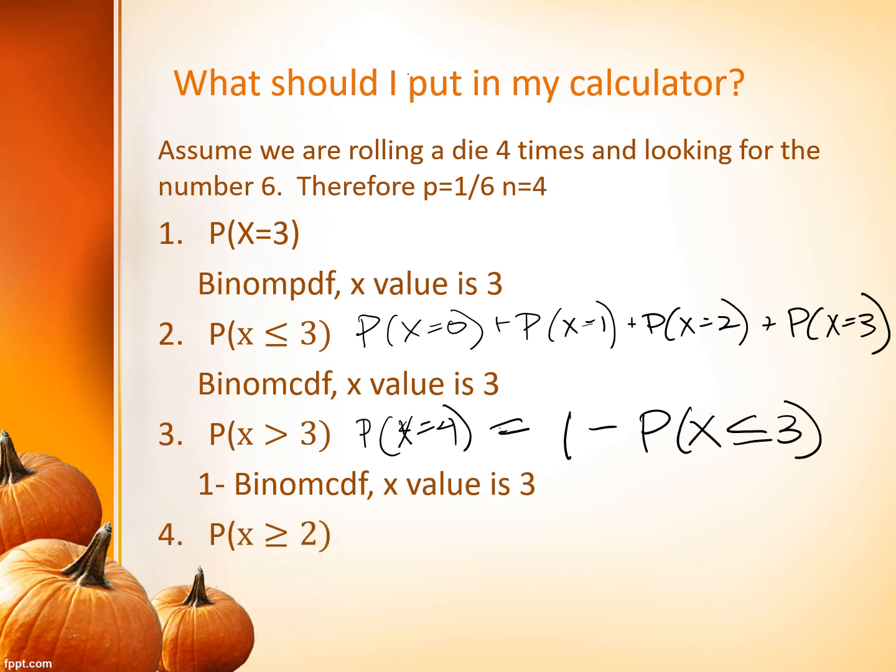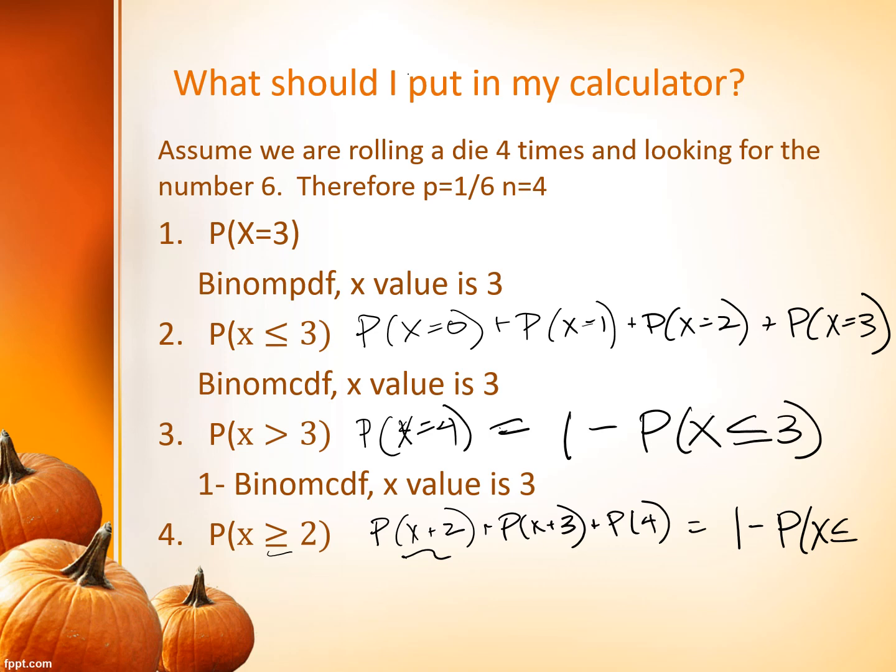Let's get even trickier. What's the probability that X is greater than or equal to 2? Okay, so in this case, I'm looking for the probability greater than or equal to 2. I'm looking for 2 plus 3 plus 4. If I think about that, that's the same as saying 1 minus the probability of X is less than or equal to what? Well, 2 is already included here, 2, 3, and 4, because that equal sign has 2. So it's 1, right? So this one is 1.